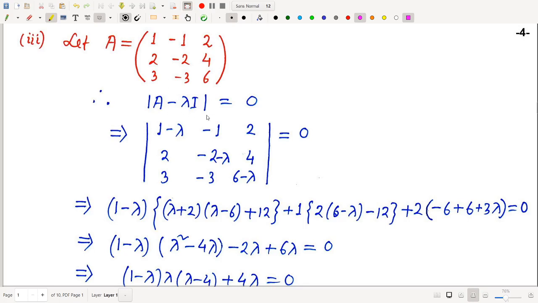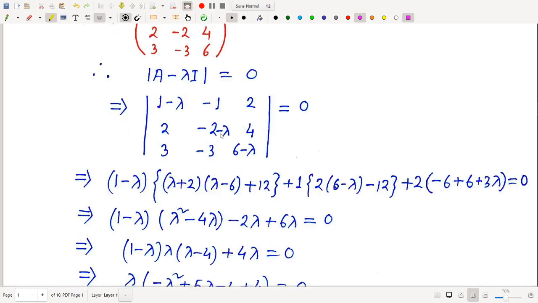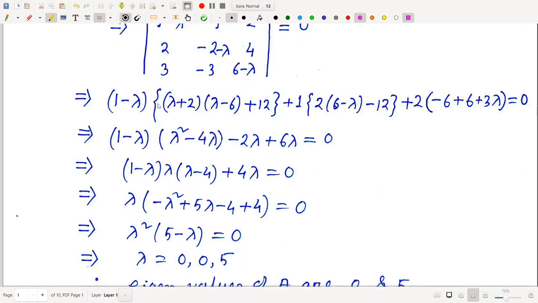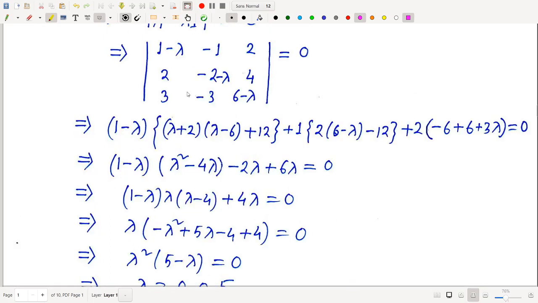So A minus lambda I means from the diagonal just subtract lambda. So 1 minus lambda, minus 2 minus lambda, 6 minus lambda, other things remaining the same. If we expand this determinant, we get 1 minus lambda into this into that, this into that.